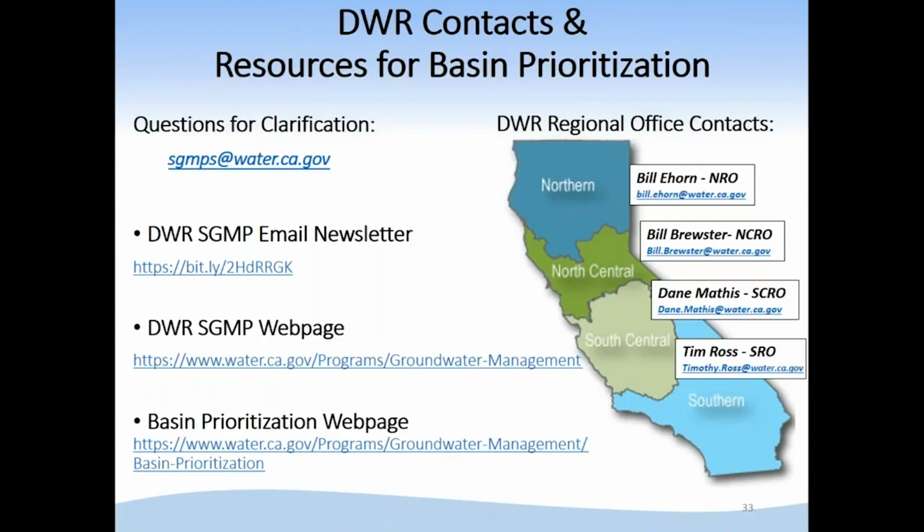We also have our local contacts related to the SGMA program and basin prioritization in our 4 regional offices. Northern Region office in Red Bluff, Bill Ehorn is the contact there. Our North Central Region office in West Sacramento, Bill Brewster is the contact there. Our South Central Regional office is Dane Mathis, and that's in the Fresno office. And then our Southern Region office is in Glendale, and that's Timothy Ross.